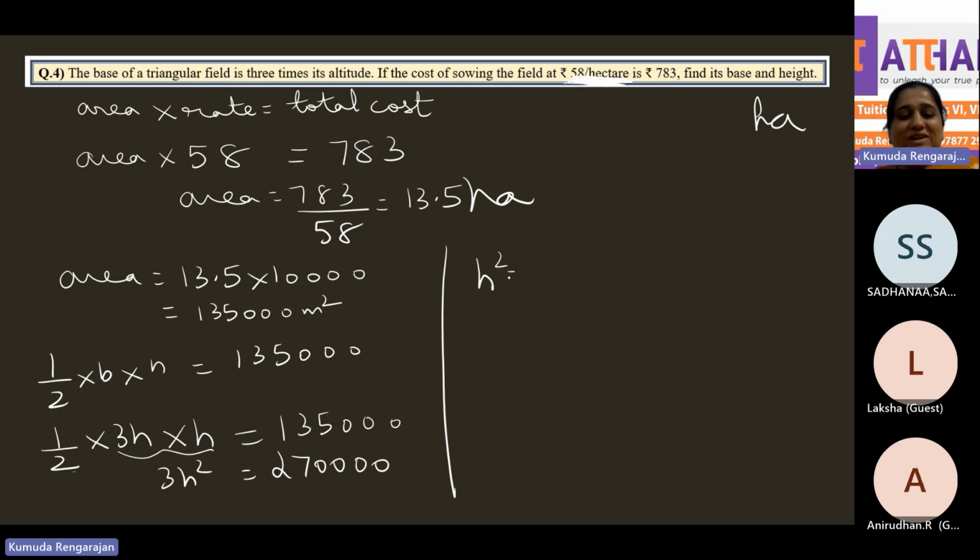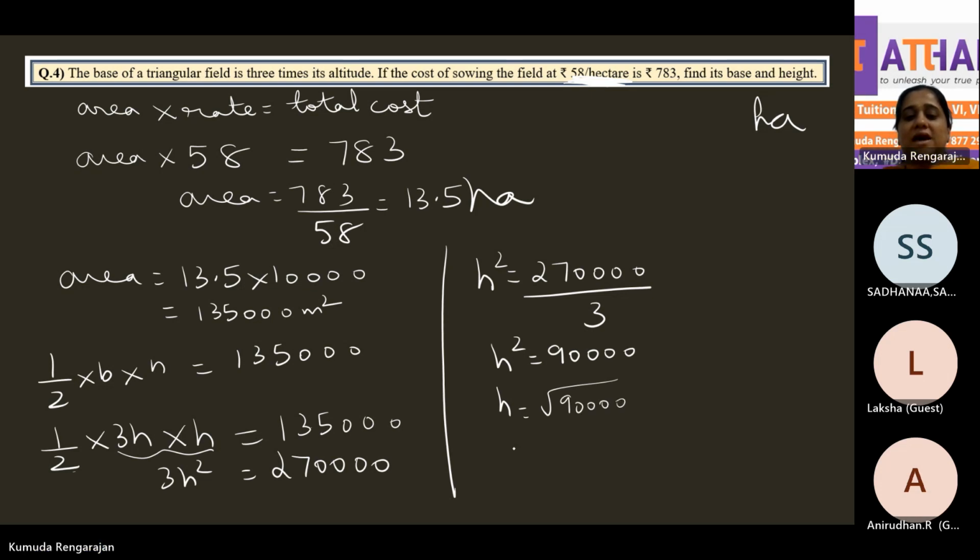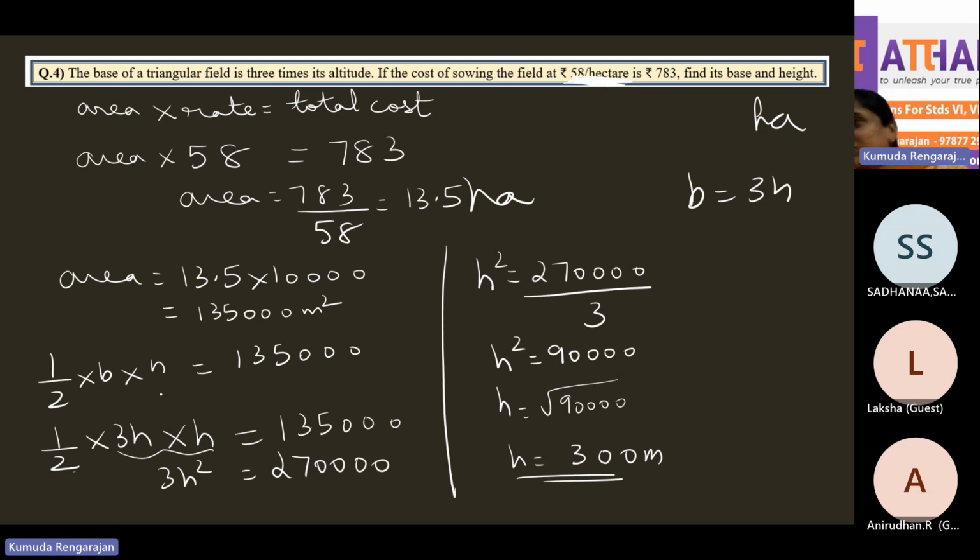So h square is equal to 2,70,000 divided by 3. Correct? So h square is equal to 90,000. So h is equal to square root of 90,000. H is equal to 3, and from 4 zeros, 2 zeros out. So h is equal to 300 meters. So then what is the base? Base is equal to 3h, 3 times height. So 3 into 300, which is 900 meters.